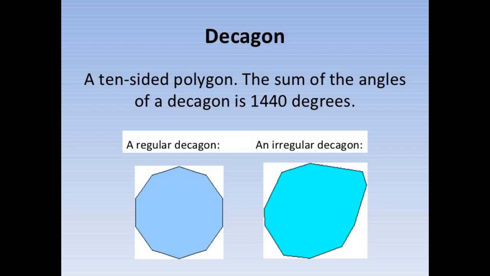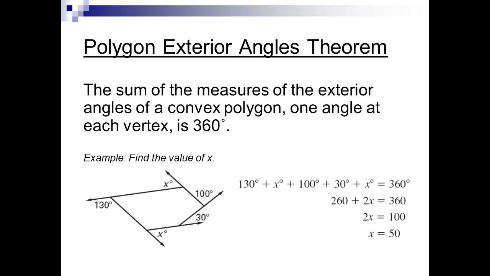Okay, the next topic is the exterior angle of the polygon. Exterior means outside angle, so the sum of the exterior angles of a polygon must be equal to 360 degrees. Simply, you will add all the known angles and then subtract from 360 degrees. You can find the unknown angles.